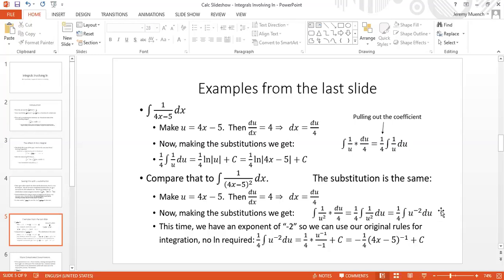The exponent of -2 for u just means that we can use our original integral rules. There's no need for a natural log here. Add 1 to the exponent, divide by the new exponent. So adding 1 to -2 gives us -1, divide by -1, so we get 1/4 times u to the -1 over -1, plus c, which is the same as -1/4 times 4x minus 5 to the -1 plus c, or -1 over 4 times 4x minus 5 plus c.